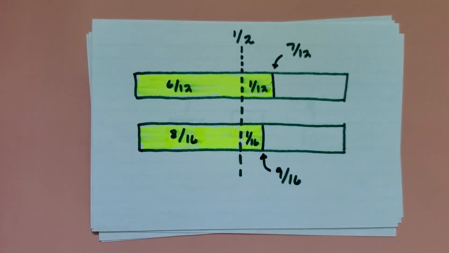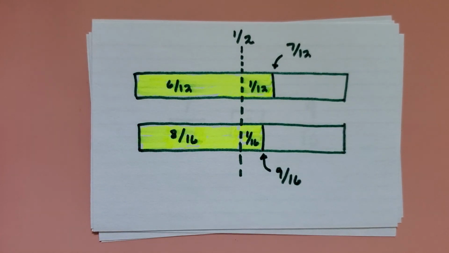So let's take a look. Again, I've made a rectangle for each whole, and I've been careful to make them the same size so that we're working with the same size whole. I've also marked the 1/2 mark in both of those. So 7/12, again, 6/12 is a half, and then we have one more 12th. 8/16 is half, and so 9/16 has one more 16th.